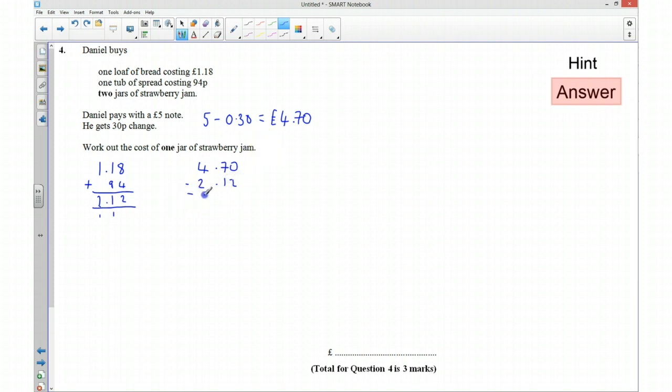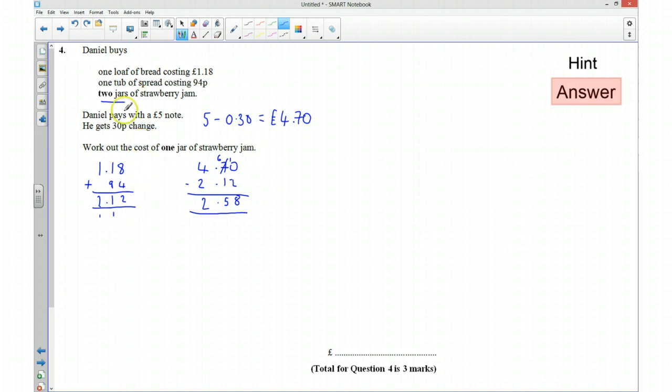Okay, so doing this subtraction here, 0 take away 2 I can't do, so I'm going to borrow 1 from here, so that's going to become 6. 10 take away 12 is 8. 6 take away 1 is 5. And 4 take away 2 is 2. So that means that he will have £2.58 left. Okay, so 2 jars of strawberry jam must have cost £2.58.